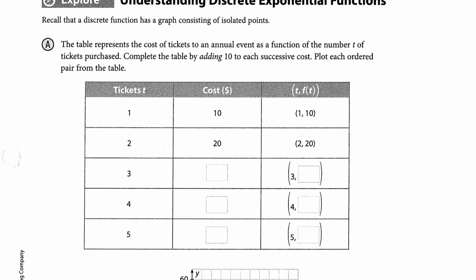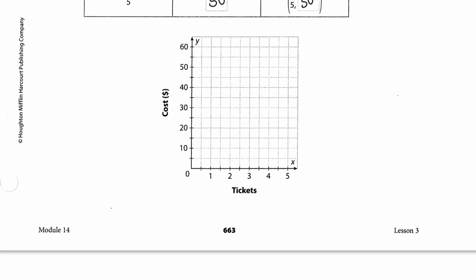Plot each ordered pair from the table. So we're going to go 10, 20, 30, 40, 50, and that would be the points (3, 30), (4, 40), (5, 50). Then we will graph those points.